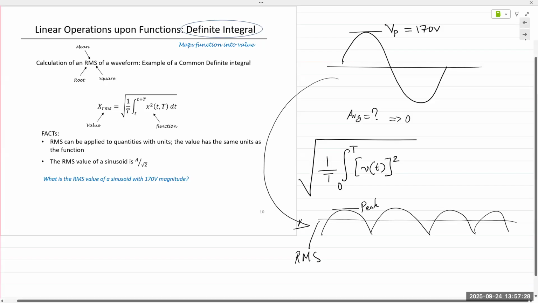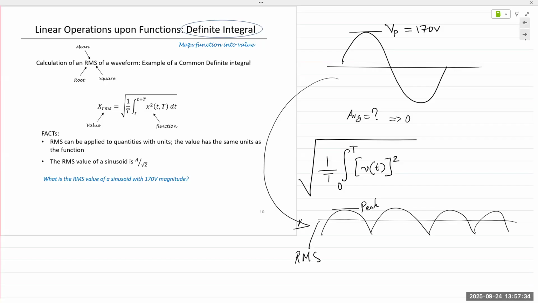This would be your peak value. Okay. For most mathematical calculations and derivations, we use RMS values. If you are using a meter, they are all RMS. This is very important to remember.